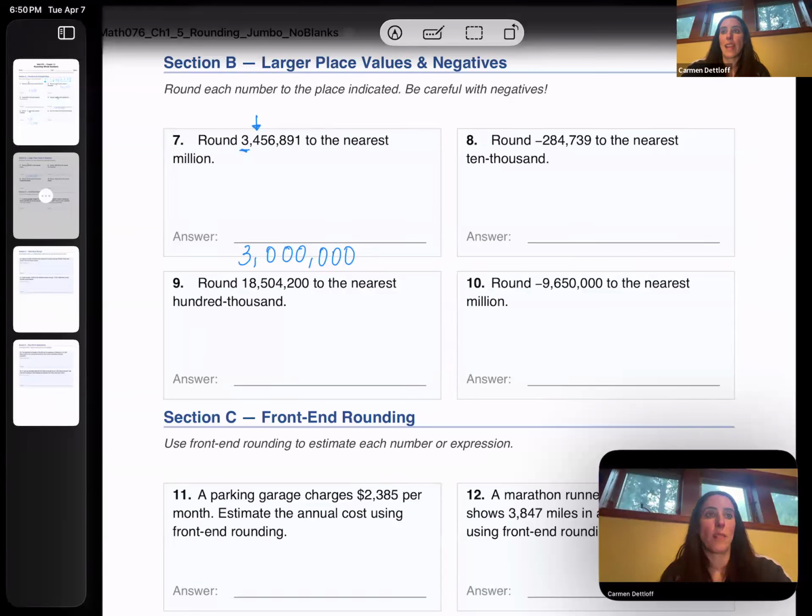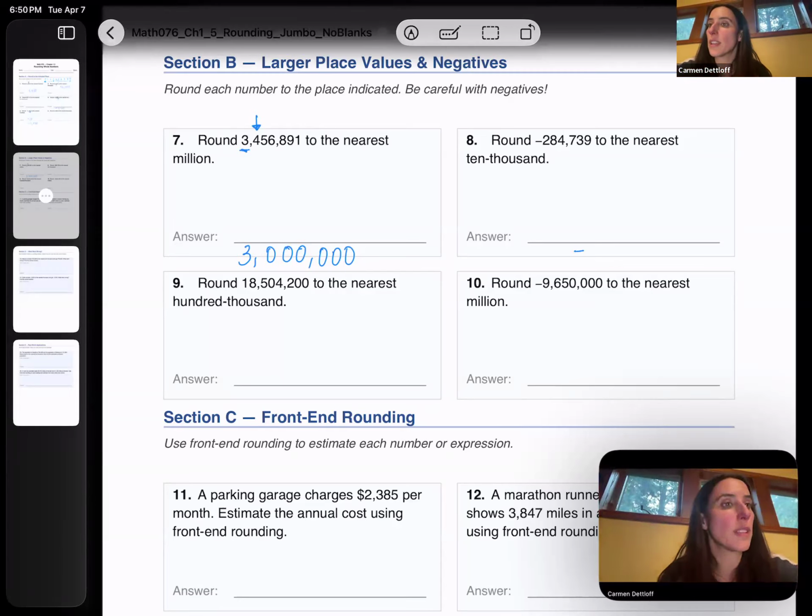Okay, let's look at number 8. Okay, I'm rounding negative 284,739 to the nearest 10,000. So I'm rounding a negative number, so I know that my answer is going to be negative.